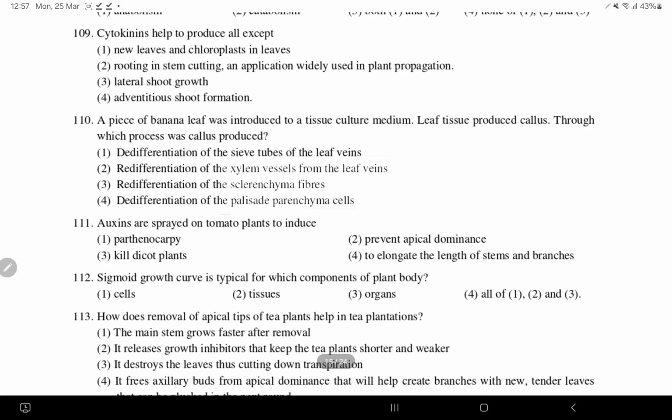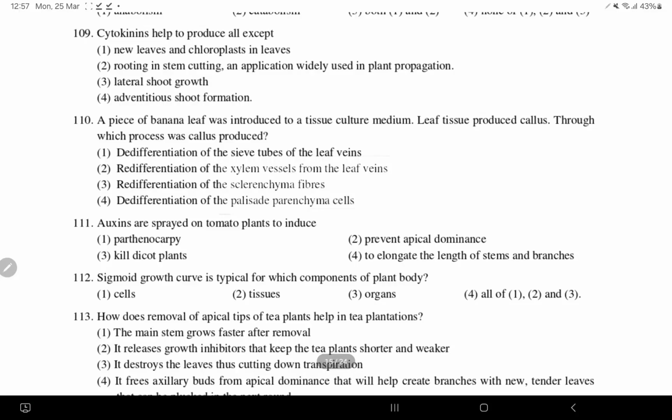Cytokinin helps to produce all except. It will produce new leaves and chloroplast, except rooting in stem cuttings, an application widely used in plant propagation. This is actually done by auxin, not cytokinin. Lateral shoot, adventitious shoot formation, everything is done by cytokinin.